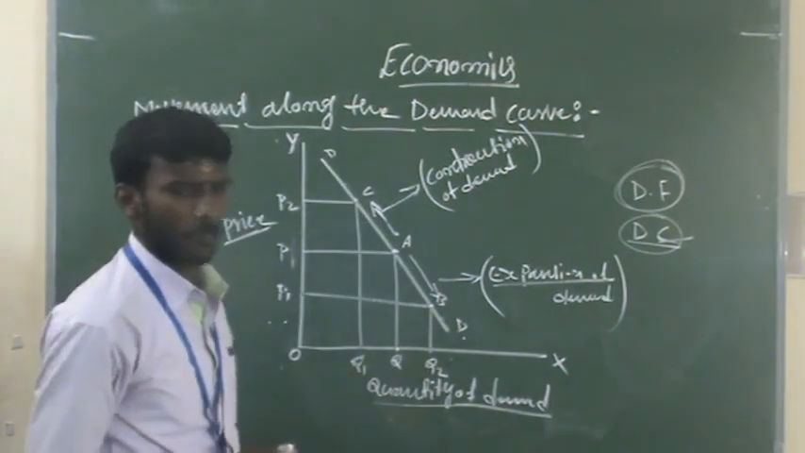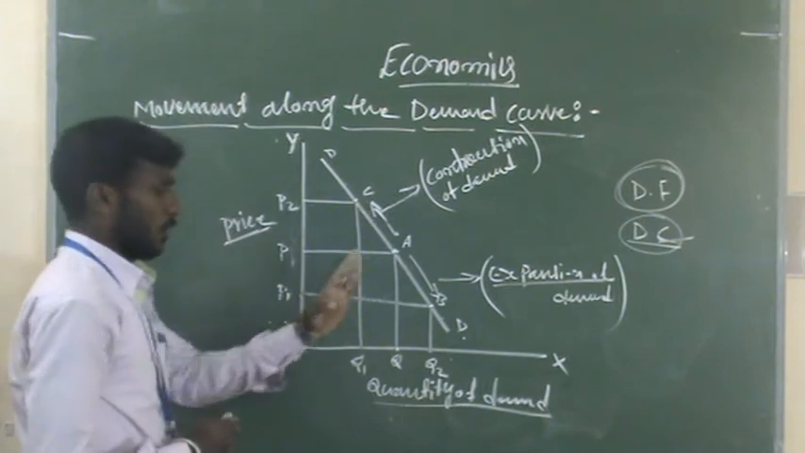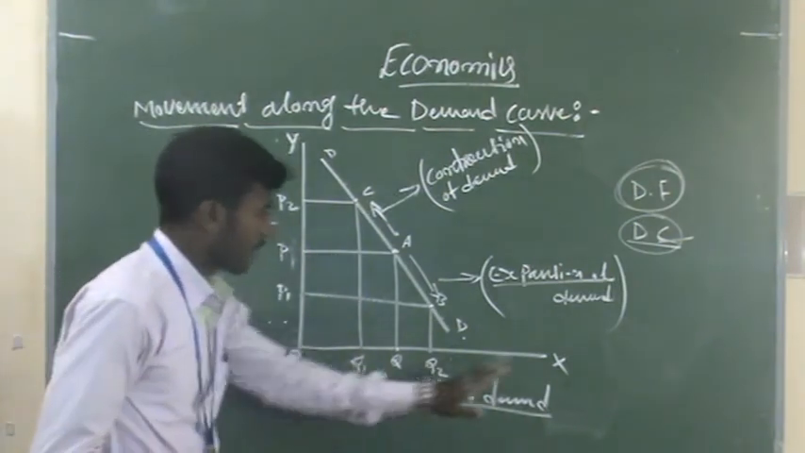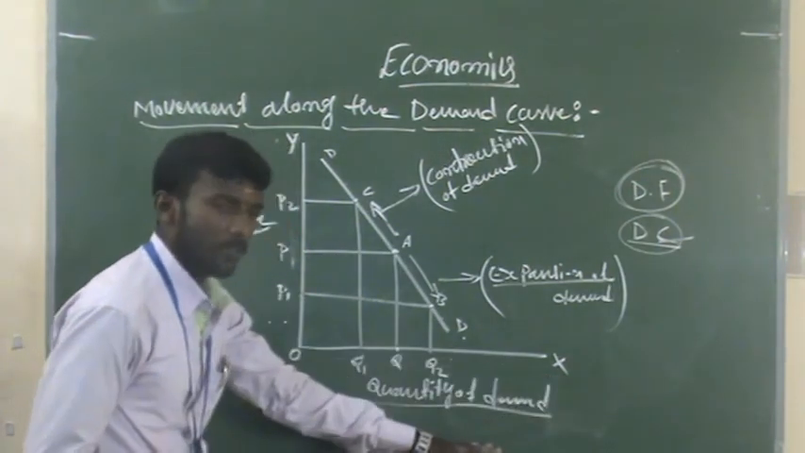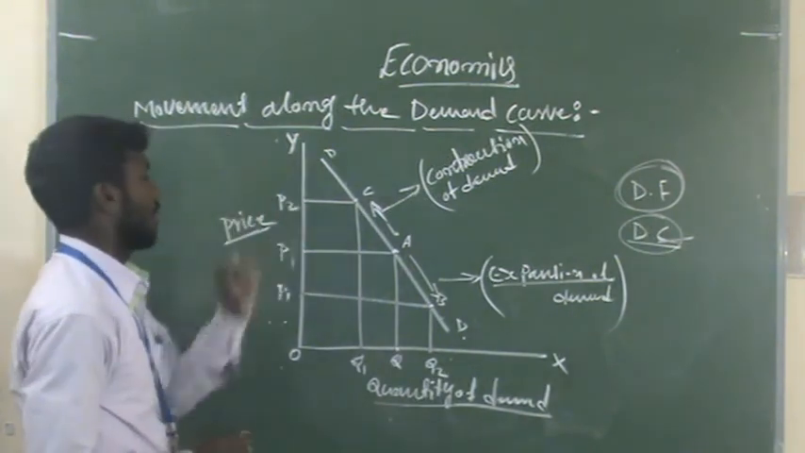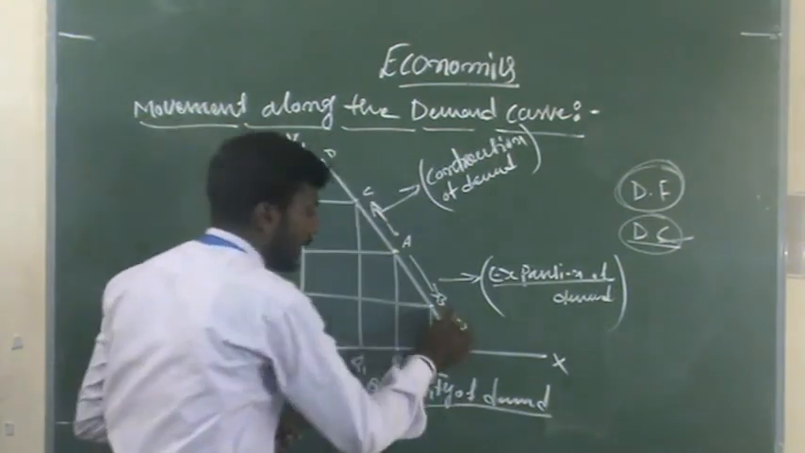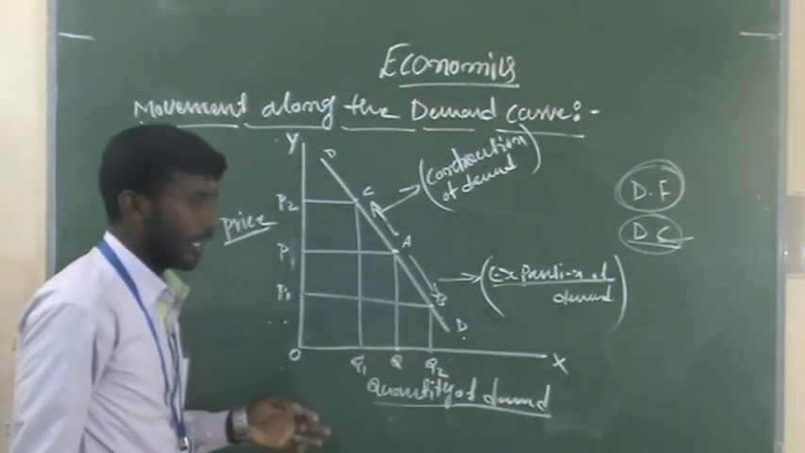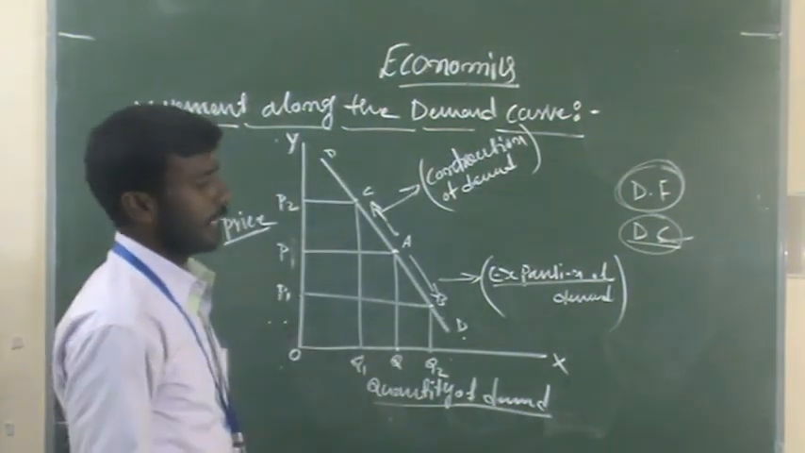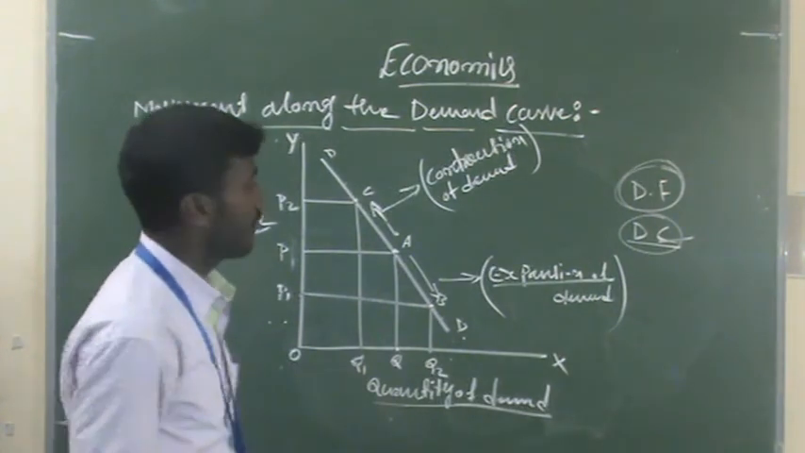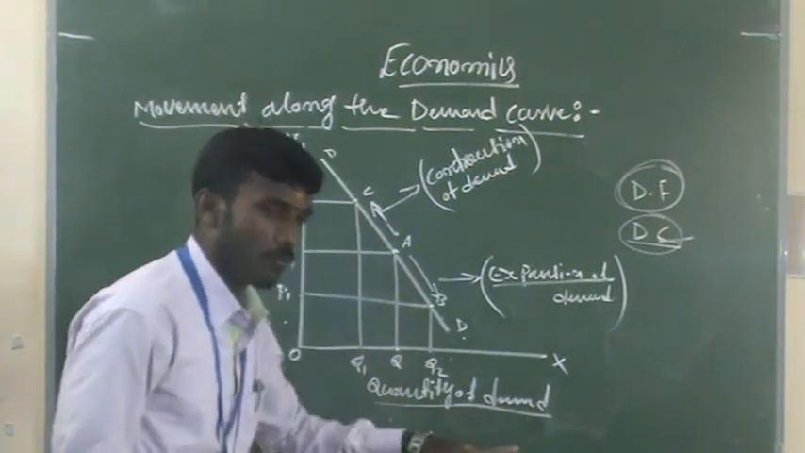Once again I am going to explain simply. In this diagram, on the x-axis we represent the quantity of demand, and on the y-axis we represent the price of the good. Here the DD curve is the demand curve. The demand curve is downward sloping from left to right.